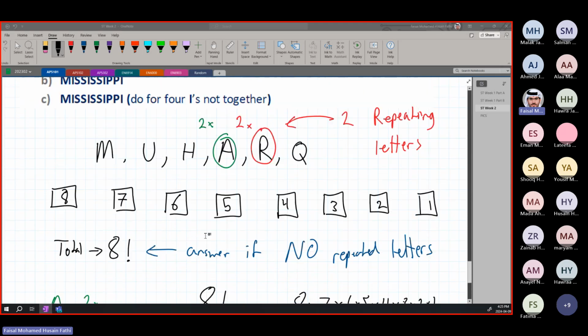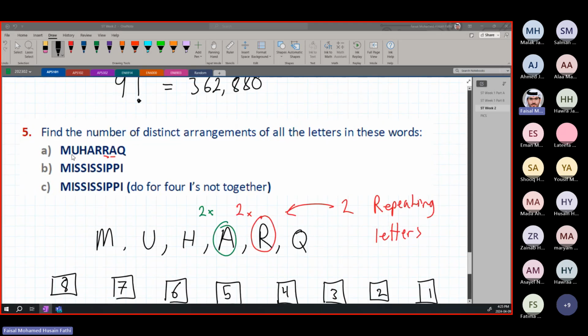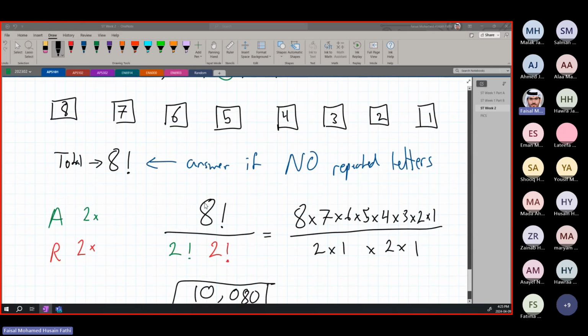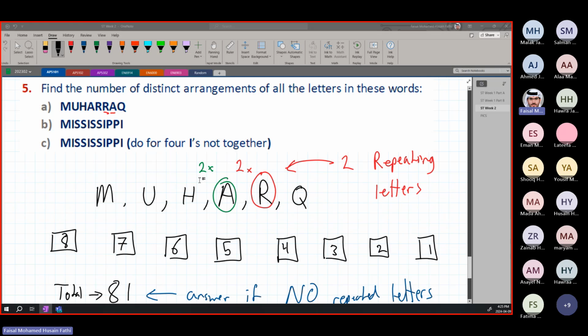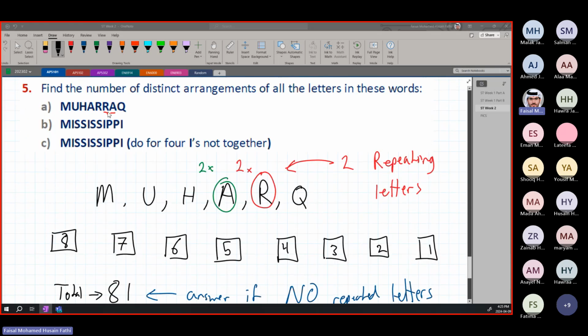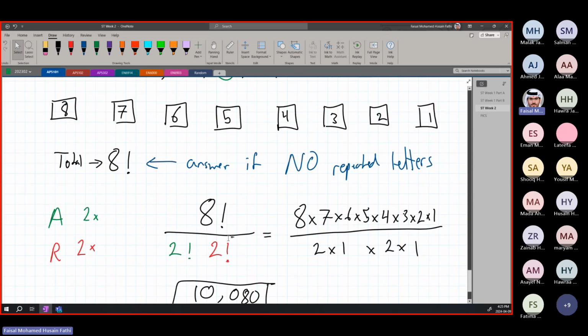Again, just quickly to repeat, we have a total of 8 letters, so we're going to have 8 factorial at the top. The repeating letters, A and R, we're just going to put them under. And how many times are they repeated? The A is repeated 2 times, and the R is repeated 2 times. That is why we put 2 factorial at the bottom.